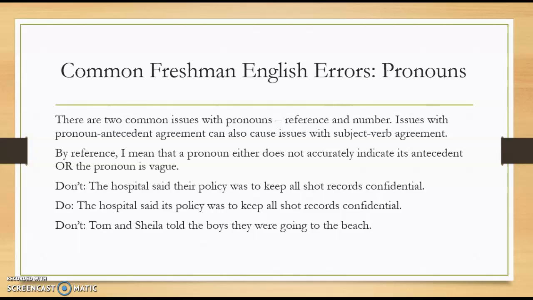Don't say Tom and Sheila told the boys they were going to the beach. They is vague here because we don't know if Tom and Sheila are the ones going to the beach or the boys are. So you need to make sure that whenever you use a pronoun, it is very clear what you are talking about. And this particular sentence can be clarified by putting in quotes: Tom and Sheila told the boys, you are going to the beach.